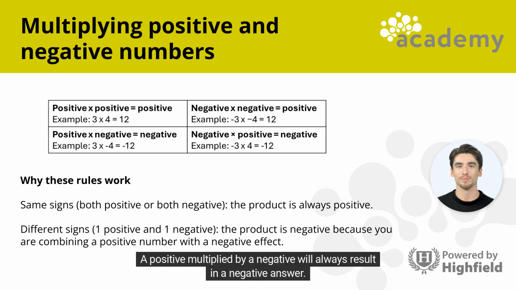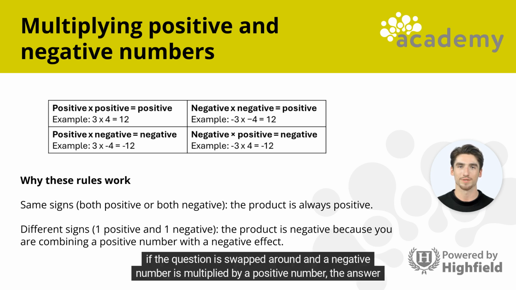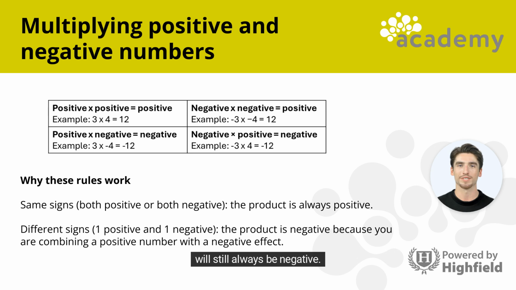A positive multiplied by a negative will always result in a negative answer. For example, 3 multiplied by -4 equals -12. This is interchangeable. If the question is swapped around and a negative number is multiplied by a positive number, the answer will still always be negative. For example, -3 multiplied by 4 equals -12.